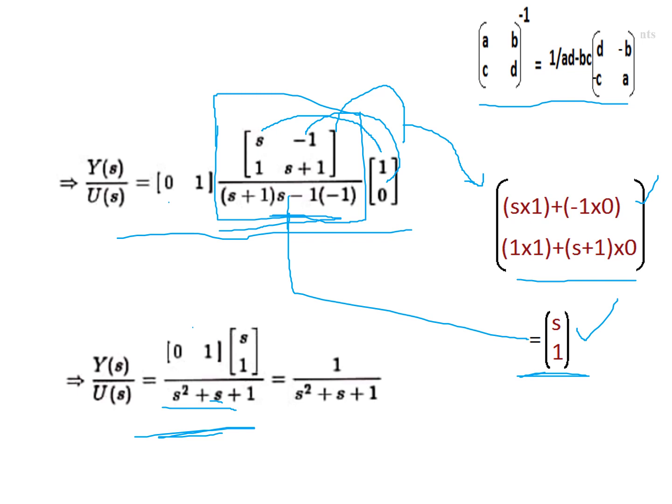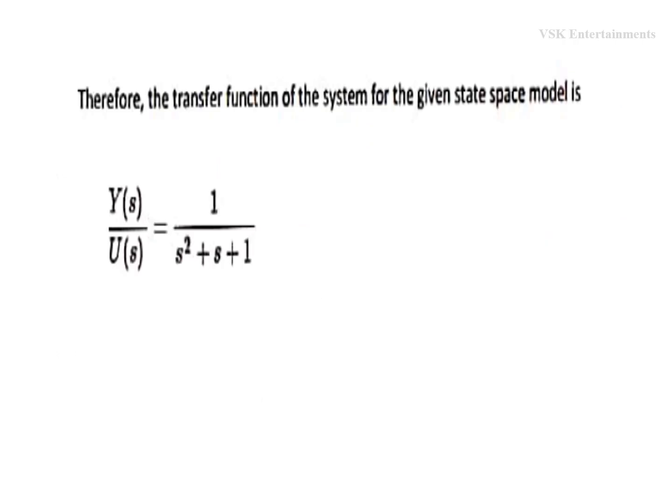Now multiply these two matrices: 0 into s plus 1 into 1, which is 1. So we get 1 by s squared plus s plus 1, and this is Y(s) by E(s), the transfer function from the given state model. Therefore, the transfer function for the given state space model is Y(s) by E(s) equals 1 by s squared plus s plus 1. This is the final expression for the transfer function. This is the procedure for obtaining the transfer function for a given state space model. This is very important and very, very easy.